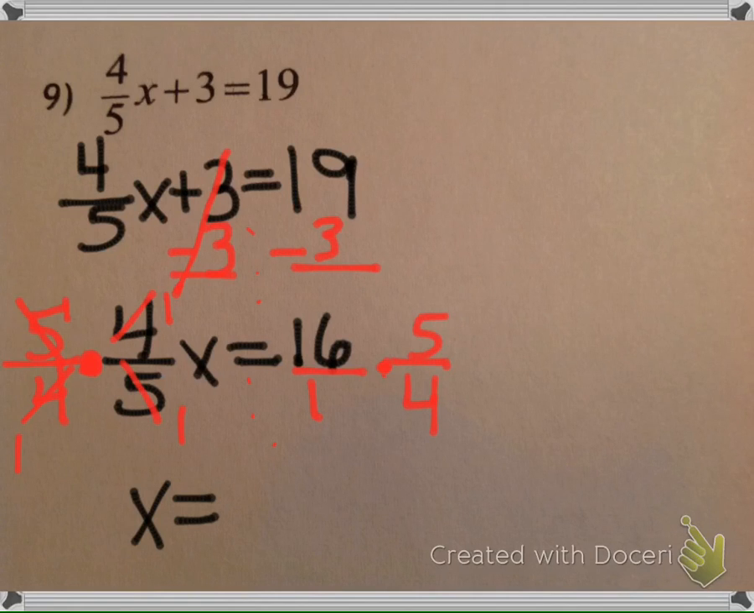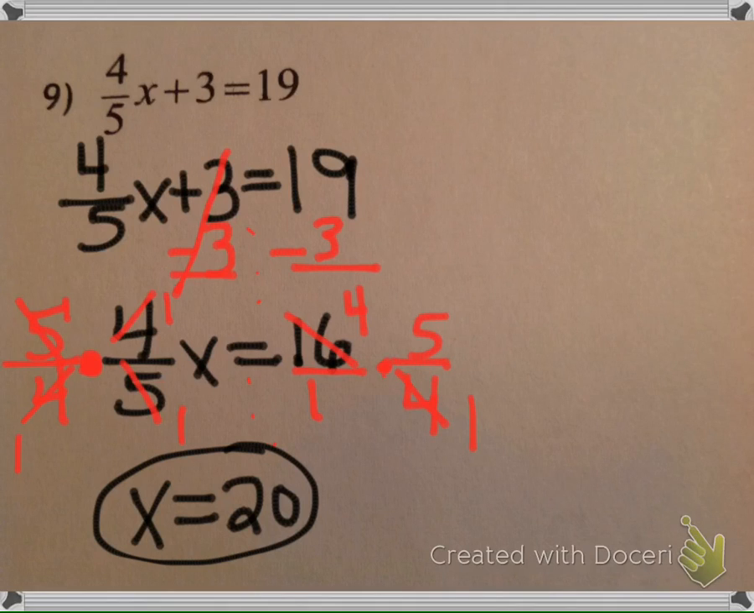And then on the right-hand side of the equation, I could cross-cancel my 4. 4 divided by 4 is 1, and 16 divided by 4 is 4. And then you multiply across, and 4 times 5 equals 20. So x equals 20. Okay, that one's a little bit more confusing, but I think that's easier to understand than numbers 7 and 8. Let's check that by plugging in our 20.